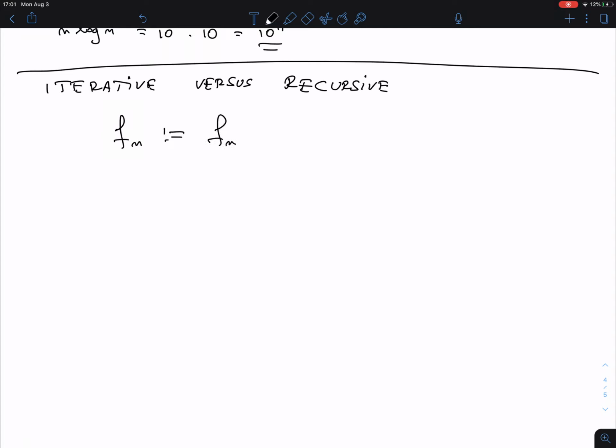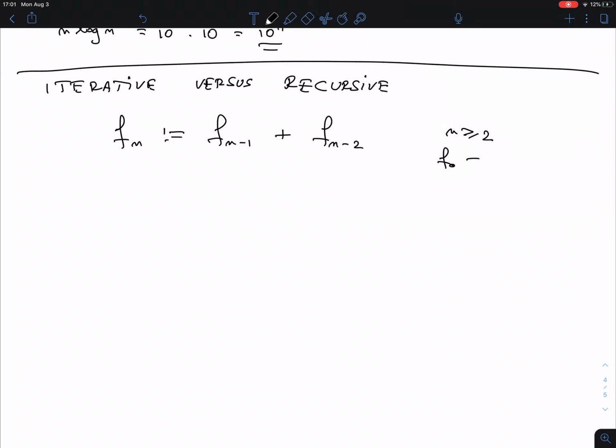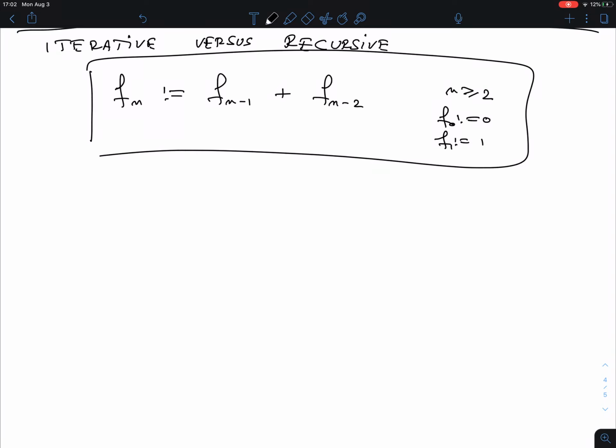I'm going to define it this way. Of course, this only makes sense if n is bigger than 2, so I have to tell you what happens at f0 and f1. Let's take f0 equal to 0 and f1 equal to 1. Remember, we have to initialize it. Now we have a recursively defined function, and this function has a name. It's called the Fibonacci sequence, after an Italian mathematician who first discussed this sequence.